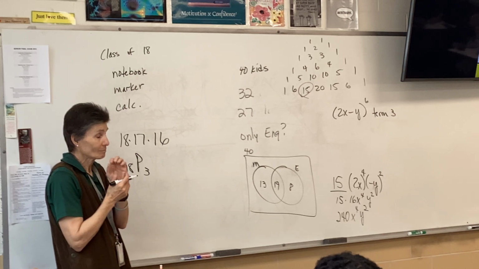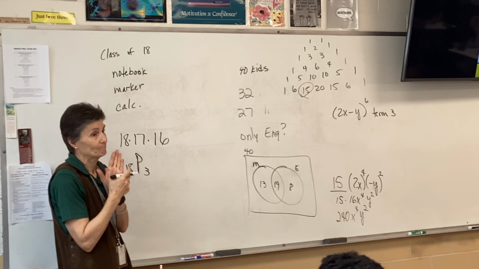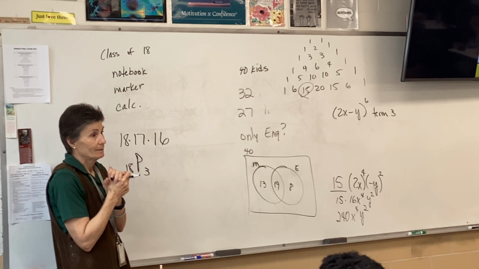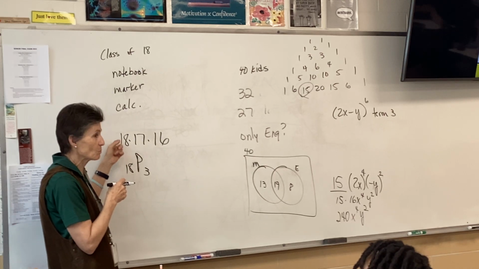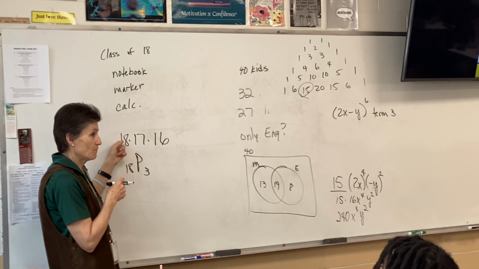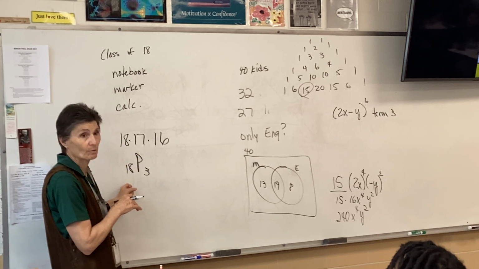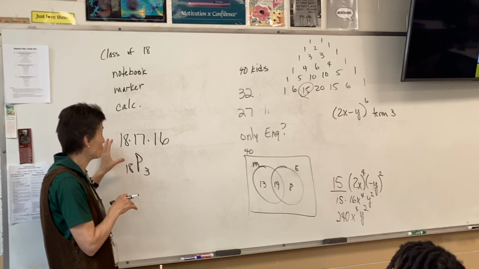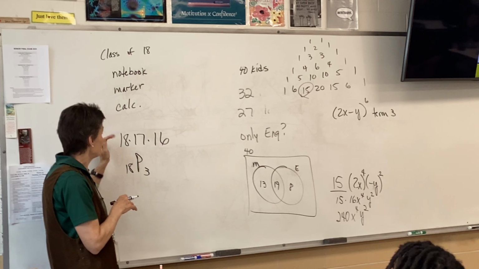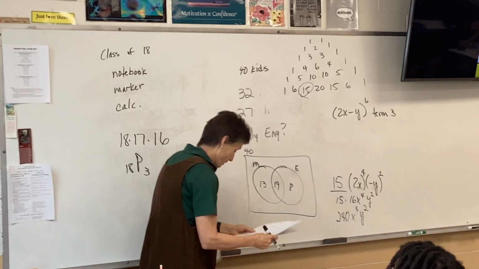Now, I gotta caution you. What if I were giving away three notebooks? Yeah, if I were giving away three notebooks, this won't work. If you're giving away three of the same thing, it's 18C3. That's the only way to do it. Okay, but the P ones, you can do this way too if you want. Be careful, be careful, be careful. All right.